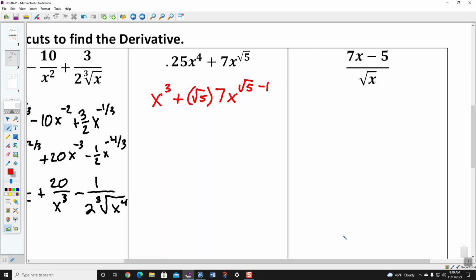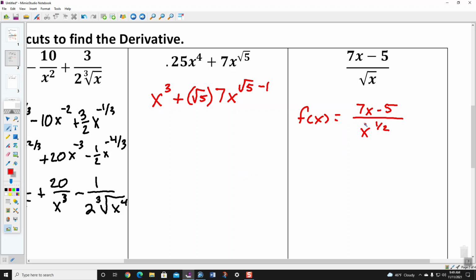We're having fraction form. Guys, we're not very good when we have derivatives to take with the power rule in fraction form. How can I rewrite this bottom here? X to the 1/2. So this would become like saying f of x is equal to 7x minus 5 over x to the 1/2.